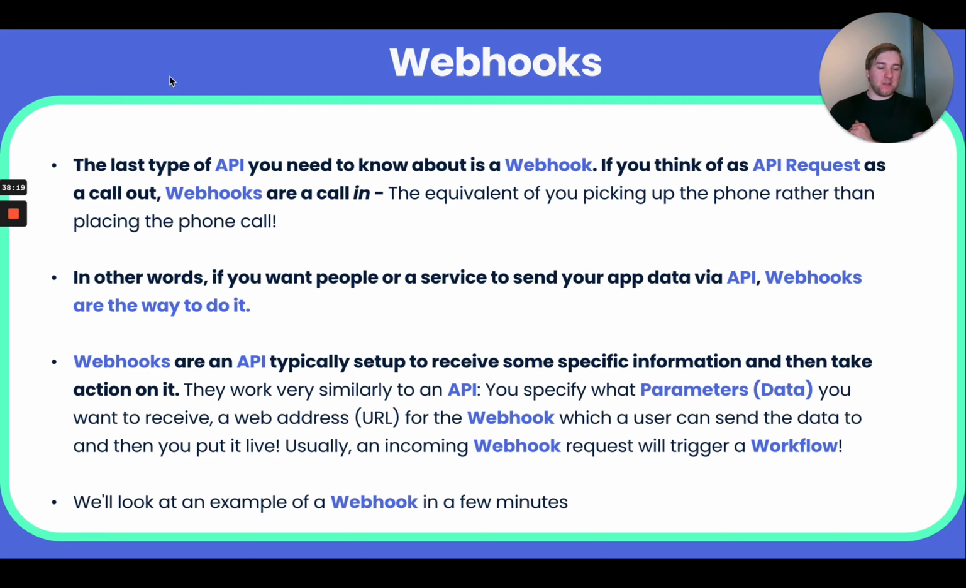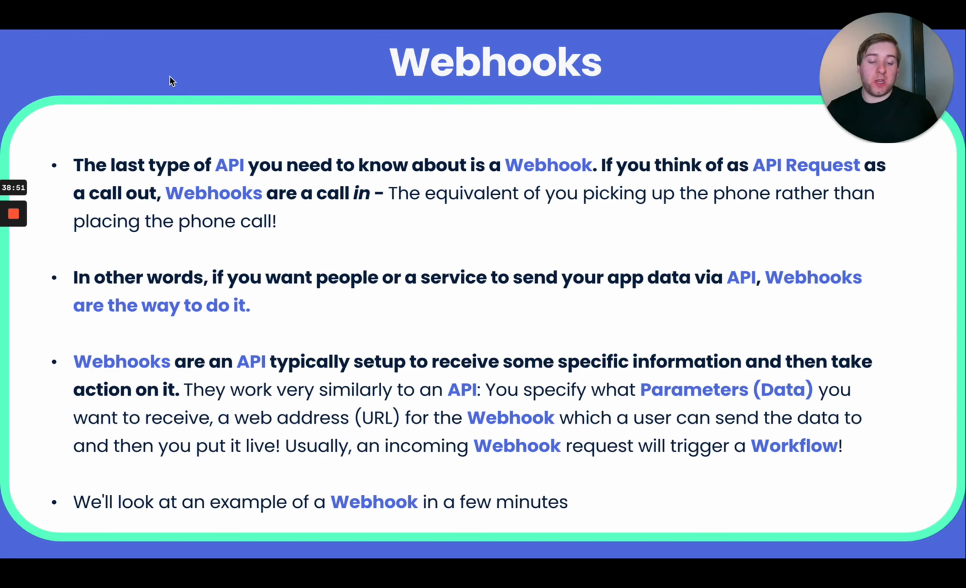Now, there's a couple of other little bits and pieces with APIs I just want to talk about to wrap up this video. There's another type of API that you need to know about called a webhook. If you think about an API request as being a call out, a webhook is like you waiting for somebody to phone you. The best way to think about it is, imagine you gave somebody your phone number, which in this case would be your webhook address, and you told them to phone you whenever they get some kind of information. Well, that's what a webhook does.